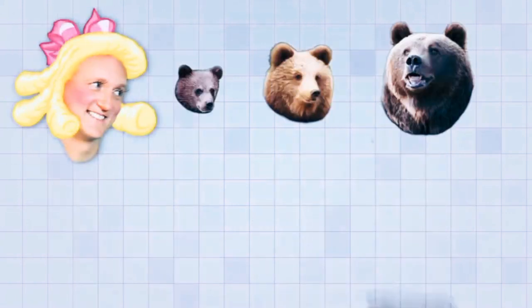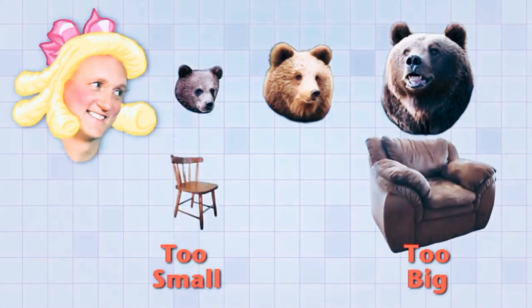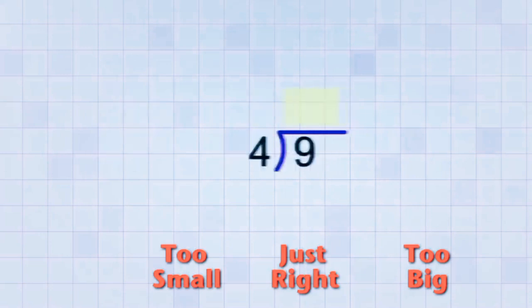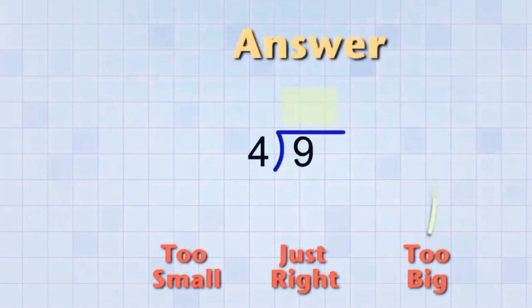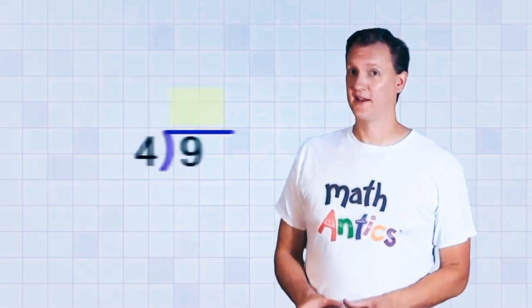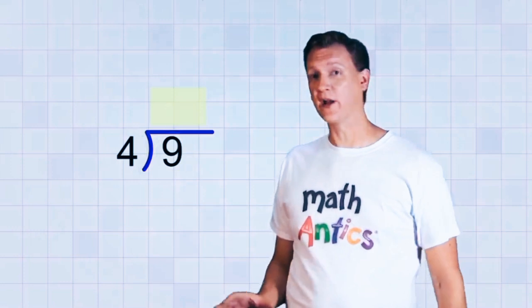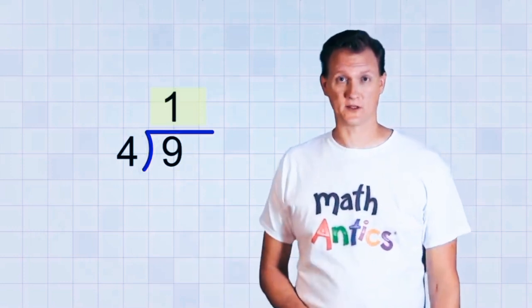Do you remember the story of Goldilocks and the 3 bears? How one chair was too big and one chair was too small, but the other chair was just right. Well, it's the same way with our division problem. If I choose an answer that's too big or too small, it'll cause trouble for me. Here's what I mean. Let's say that I decide that I only need 1 four to make 9. So I'll write a 1 up here in the spot for the answer.